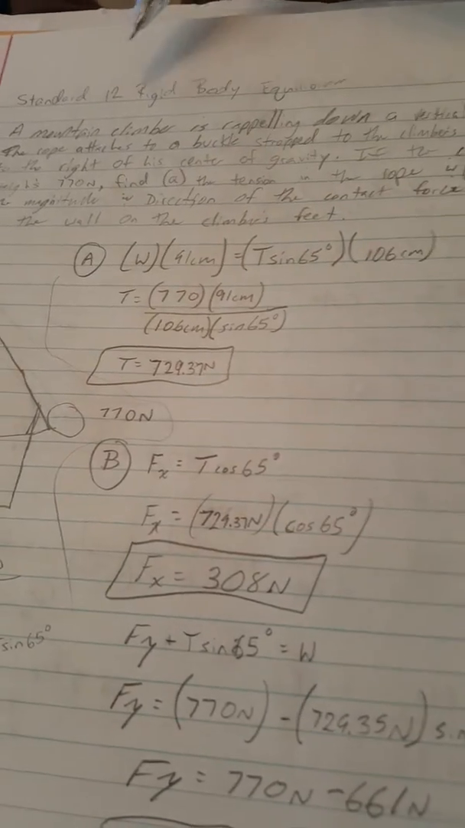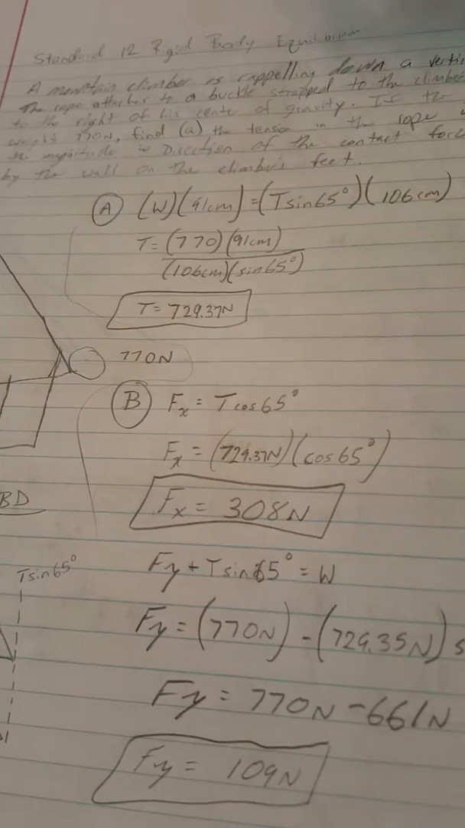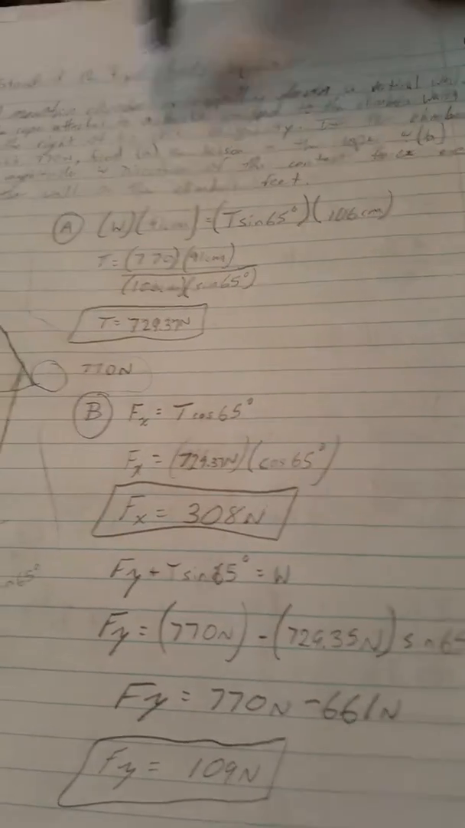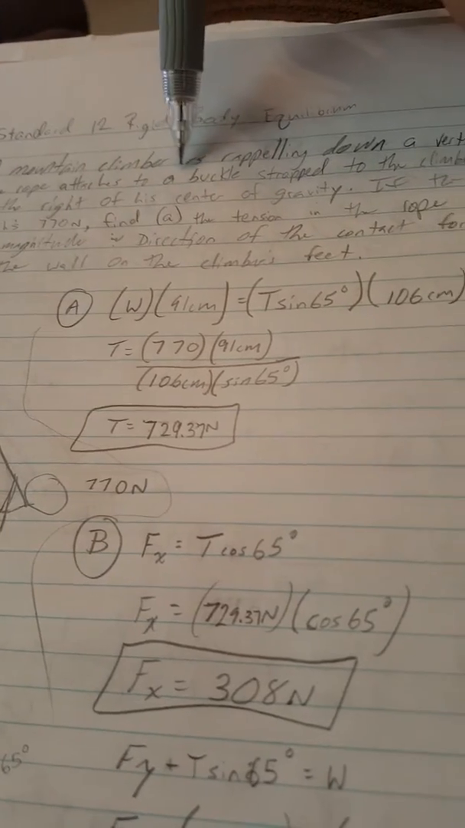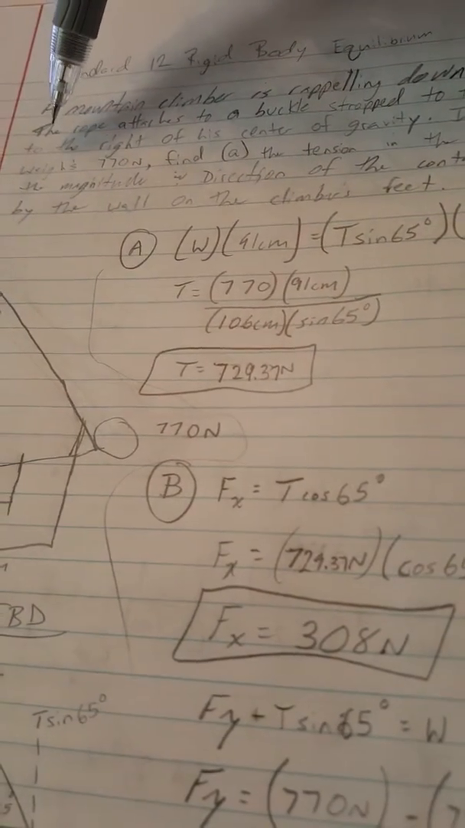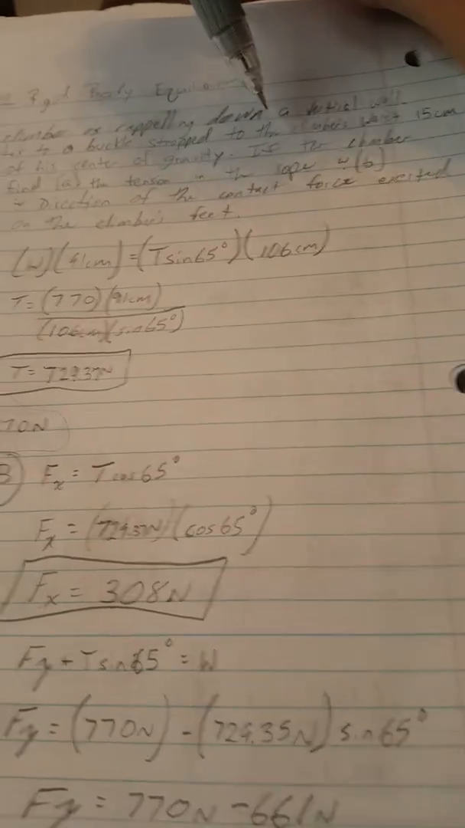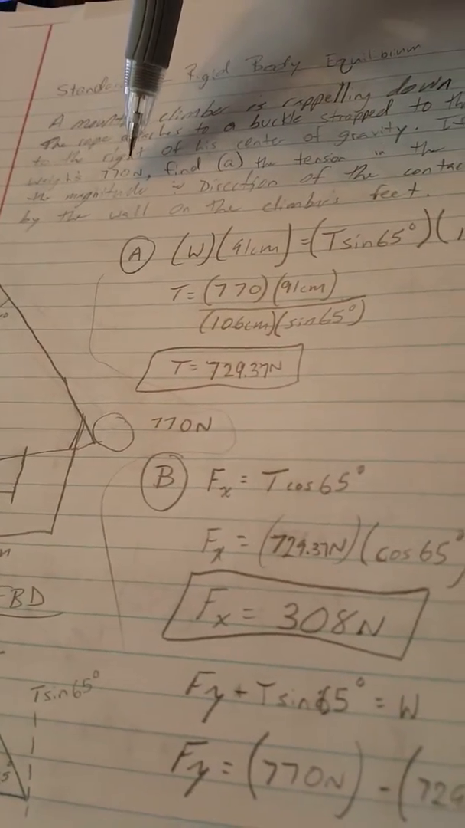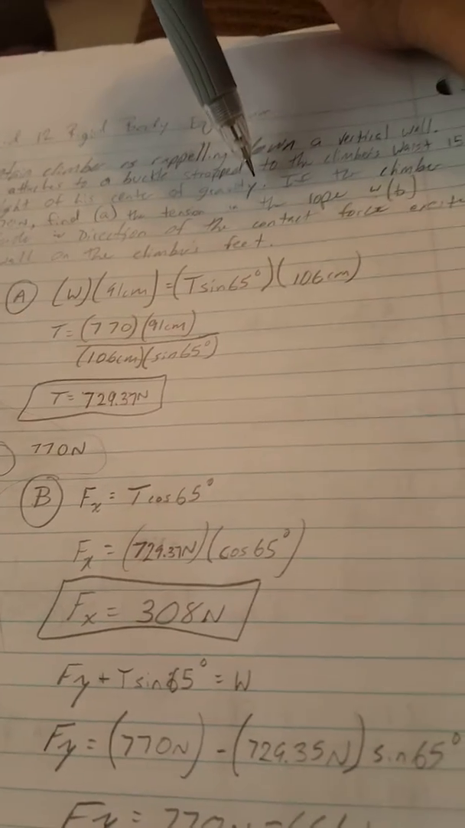Working on standard 12, rigid body equilibrium. We have a mountain climber rappelling down a vertical wall. The rope attaches to a buckle strapped to the climber's waist, 15 centimeters to the right of his center of gravity. If the climber weighs 770 newtons, find A, the tension in the rope.